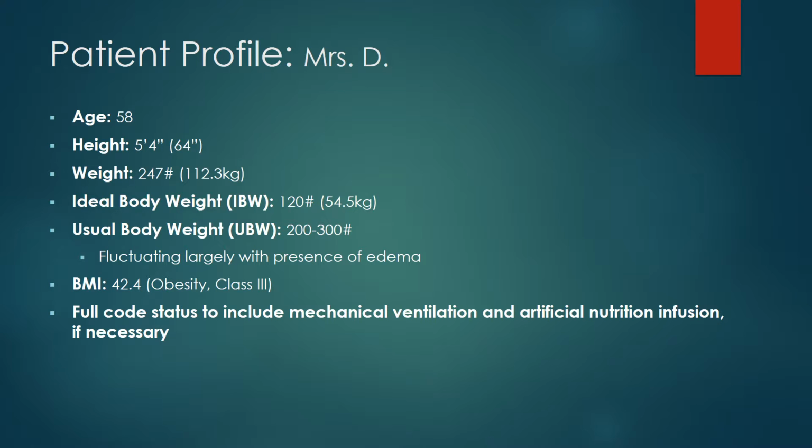some different lifestyle choices, her dietary intake, that kind of thing, but that she was always a big up and down kind of person with her weight throughout her whole life. Her BMI currently was a class 3 obesity BMI of 42.4. And the patient was full code status, so she did agree to wanting mechanical ventilation or artificial nutrition infusion supplied if necessary during her stay.